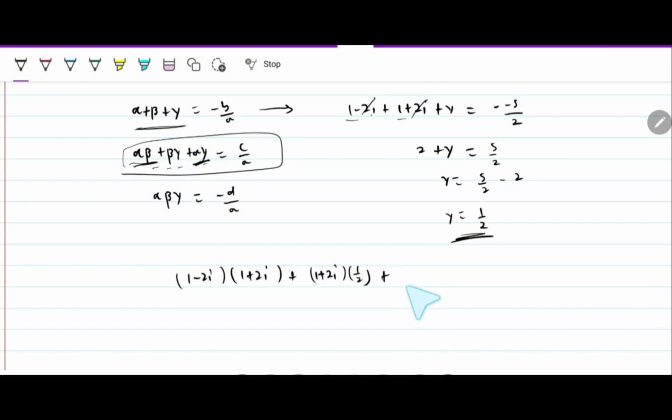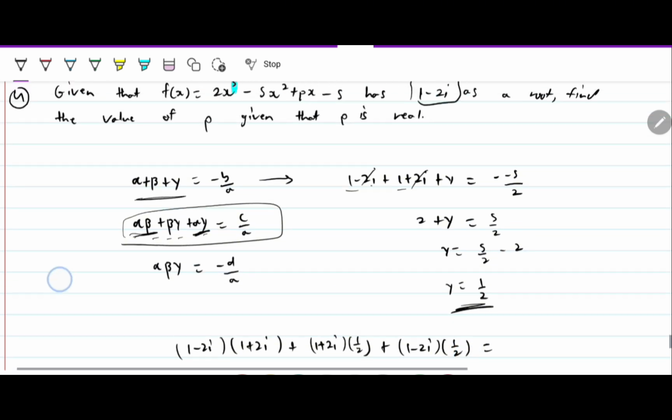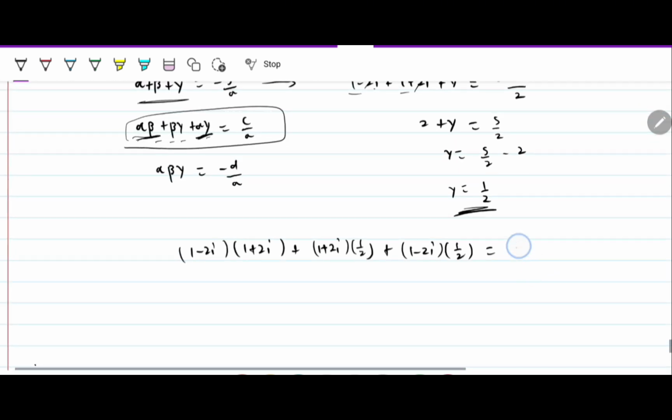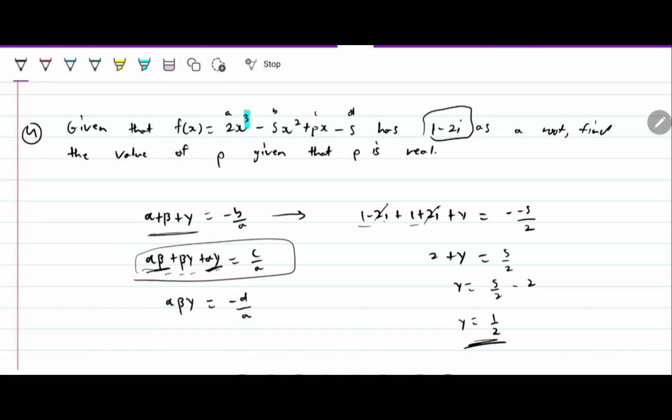Plus alpha times gamma. Alpha is 1 minus 2i. And gamma is a half. That is equal to C over A. The C is P, right? That's equal to P over the A, which is 2.